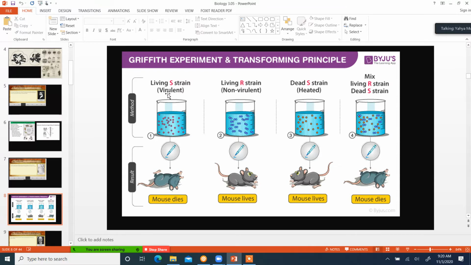Virulent, right? So what does virulent mean? Fariha, do you know what virulent versus non-virulent means?